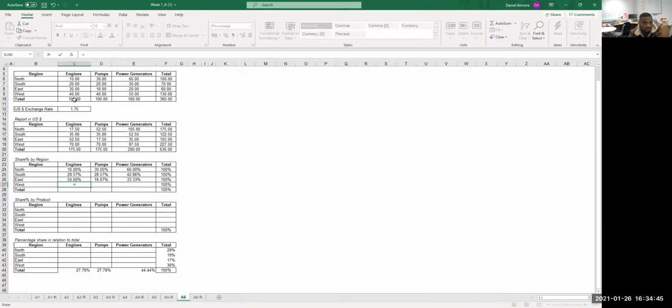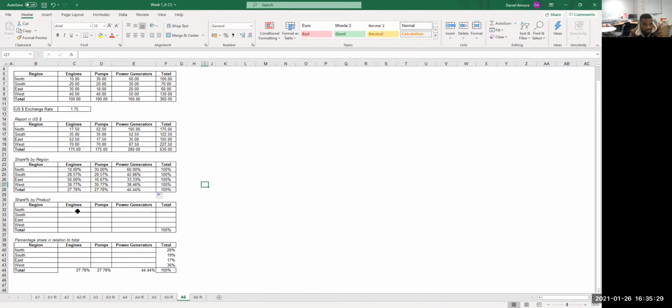Equal to sign, and use this one here, divided by that one. Put the dollar sign, press enter, and draw it to the right. Okay, and the final one, put the equal to sign, this divided by that. Put our dollar sign in both places. And that's it. We draw it to the end.